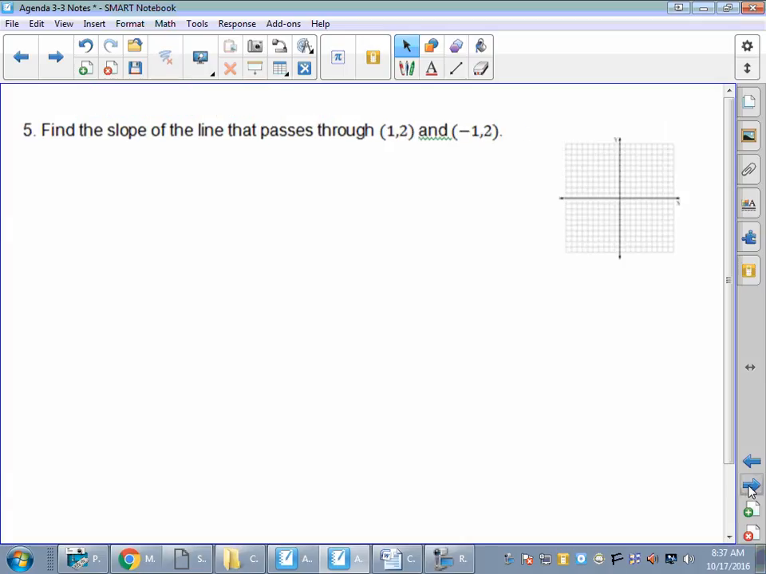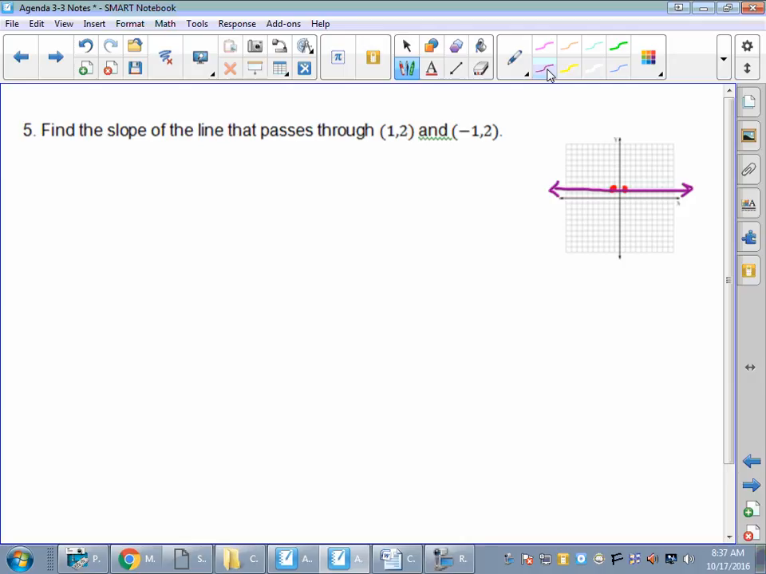This one's an unusual one. Let's do problem number 5. It says find the slope. Our points are (1, 2) and (-1, 2). So I'm going to graph those. Over 1, up 2, and back 1, up 2. Well, if I connect those dots, would you agree that that is a horizontal line?